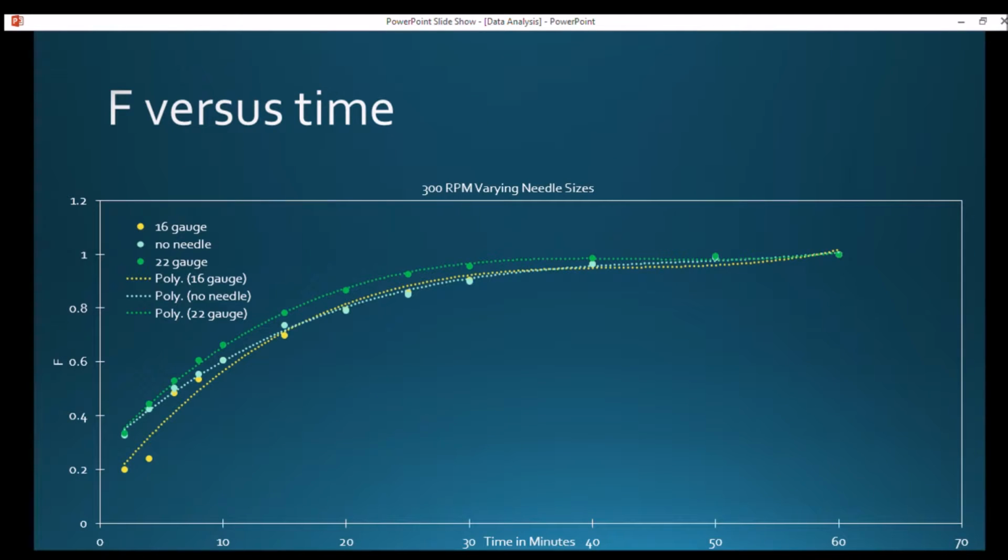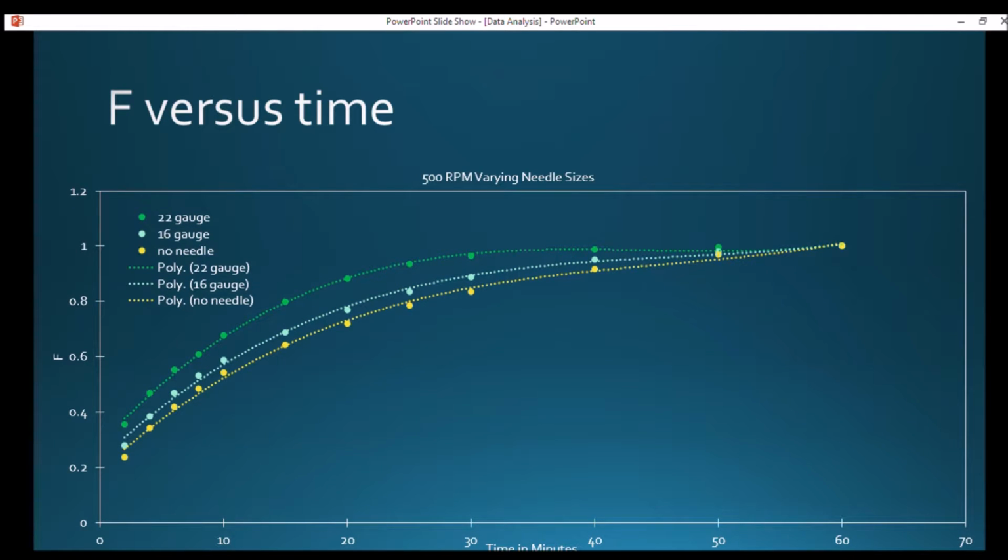So this is the F versus time graph for the 300 RPM with varying needle sizes. And what this graph shows is F, which is the fraction of tartrazine leaving the hydrogel bead, versus time. So it has a polynomial-like curve. As you can see, there's no real distinct trend. Lines kind of overlap, and there's nothing really that we can see here.